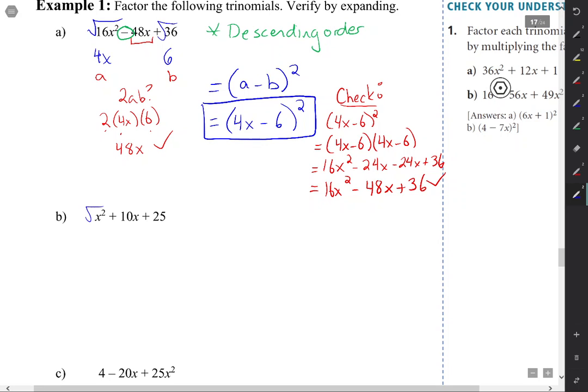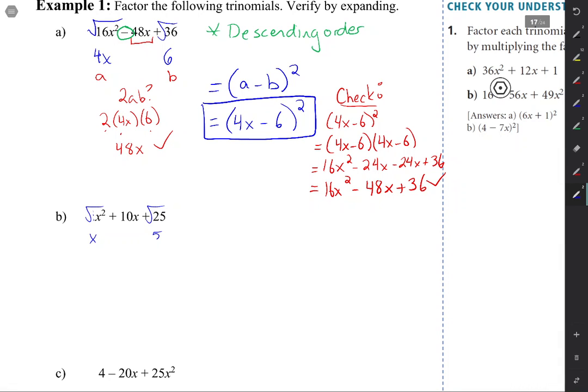So the square root of x squared, remember there's an invisible 1 out here. So the square root of x squared would give us x, and the square root of 25 would give us 5. So we could take the square root of both of those terms. Cool, that's step number 1 that we have to check.